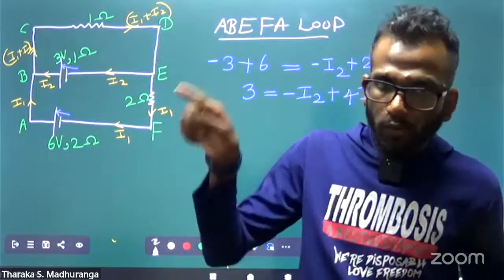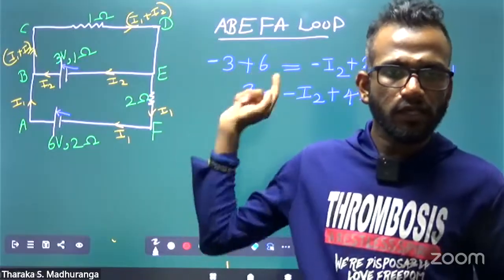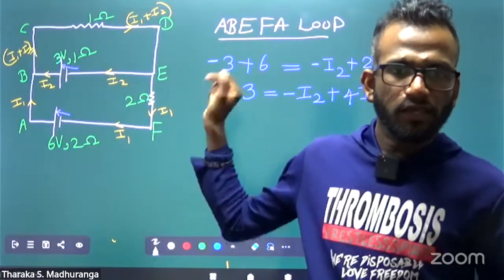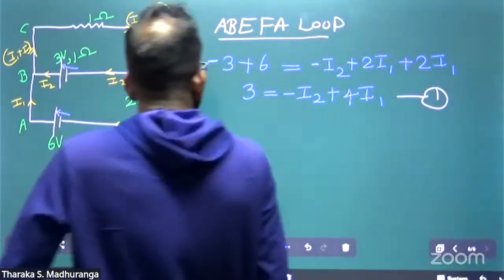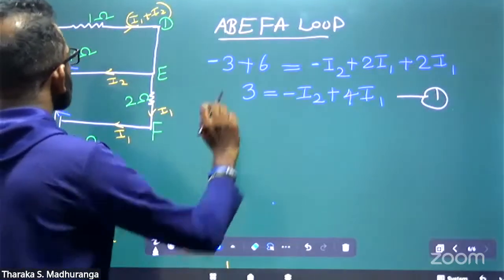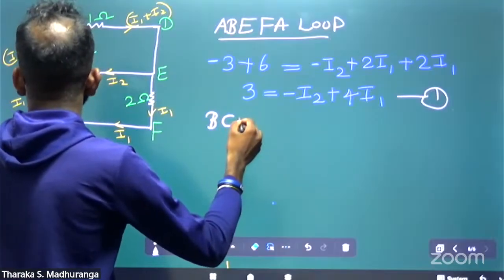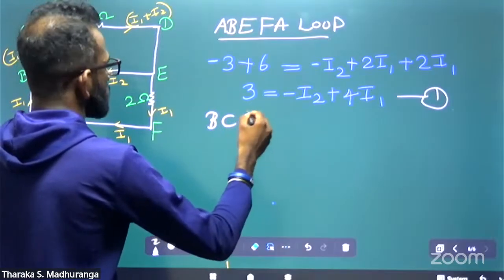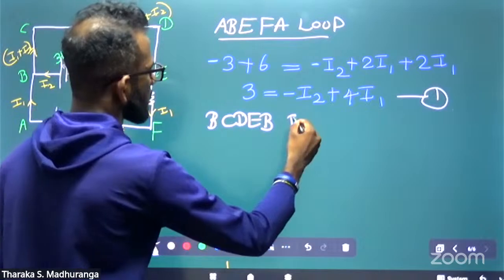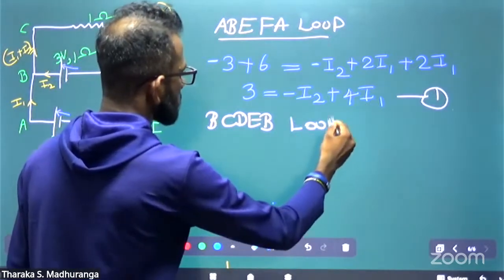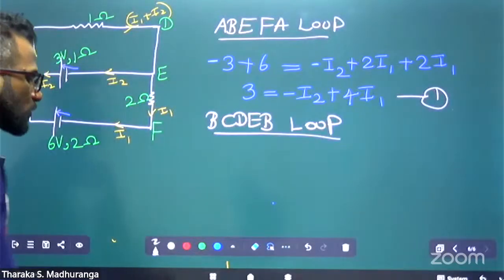You can take the above loop, BEDCB, or you can take the full loop. Now I am going to use the above one, BCDEB loop. They are not difficult figures. Very simple. If you understood, only substitute.